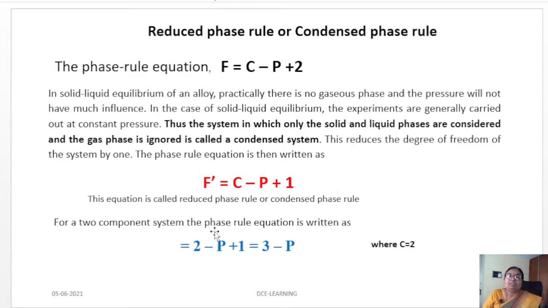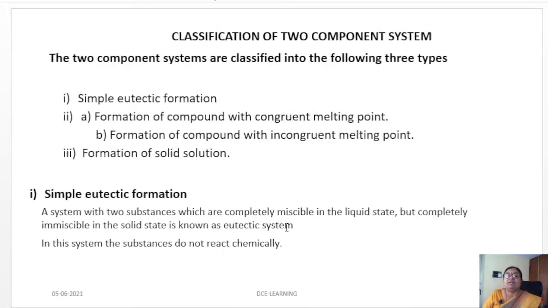For a two component system, the phase rule equation is written as, you know the components is 2, so F dash equals 2 minus P plus 1, which is equal to 3 minus P. So F dash equals 3 minus P. Why am I writing 3 here? Because it is a two component system, and depending on the nature of the compounds, the number of phases P that appear will vary. So the equation rearranges to F equals 3 minus P.